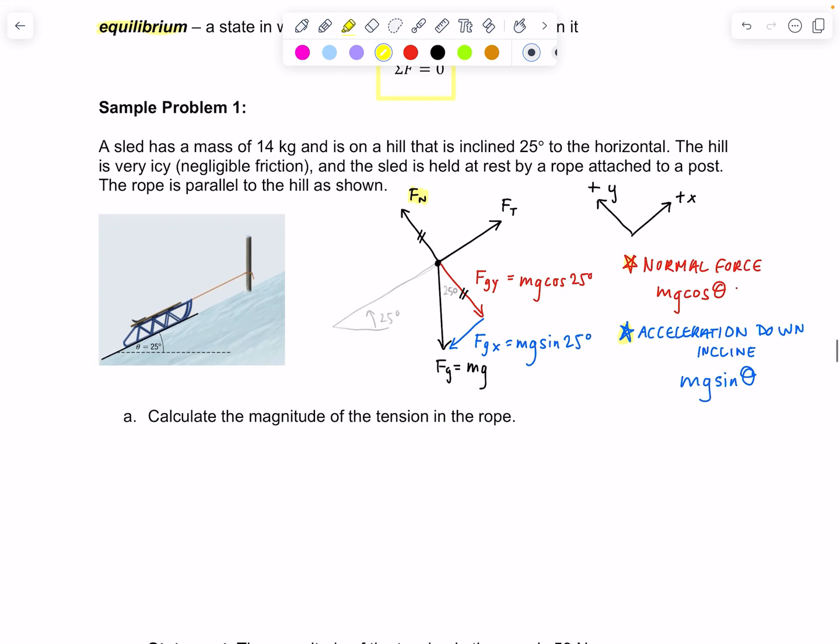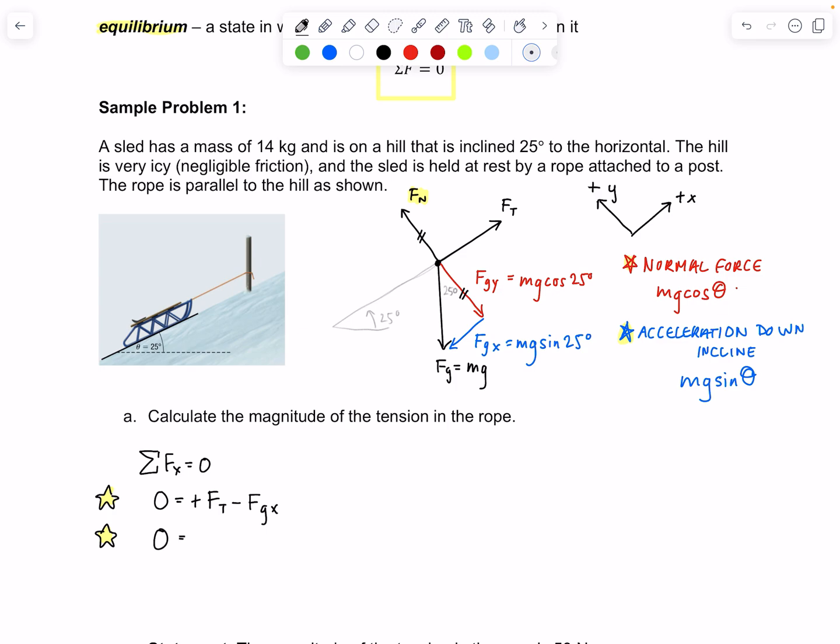So let's calculate the magnitude of the tension in the rope. We know that the sum of the forces in the x direction is 0 because it's in an equilibrium state. And we will use a two-step method that we've used in previous examples. We'll start by listing all the forces acting in the x direction. So we have plus the force of tension, it's acting up the incline, and minus the force of gravity in the x direction.